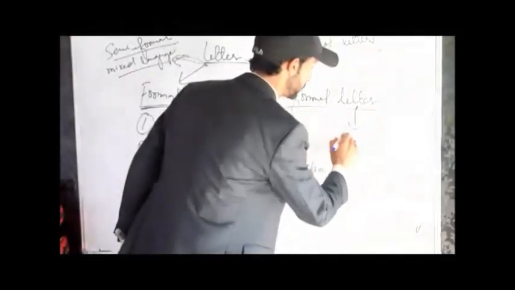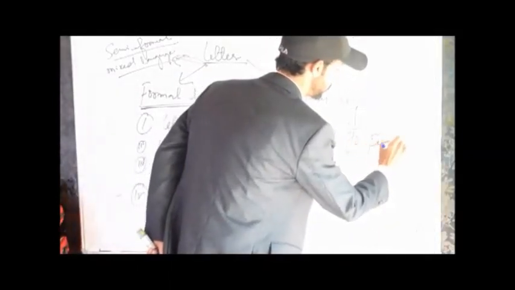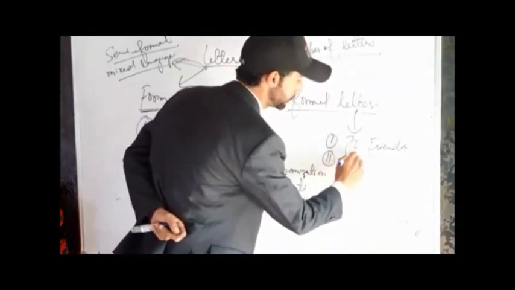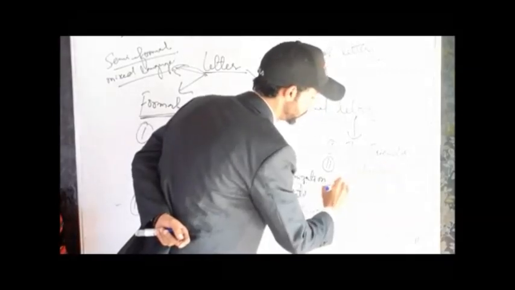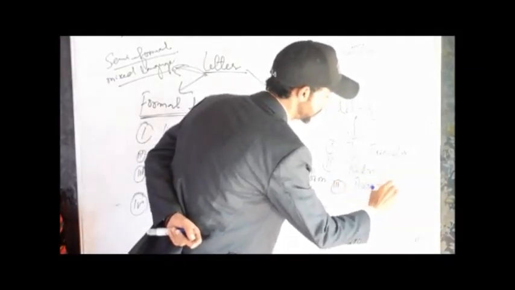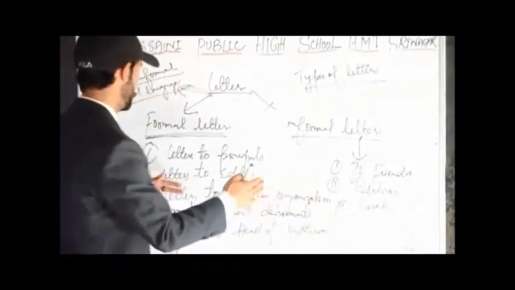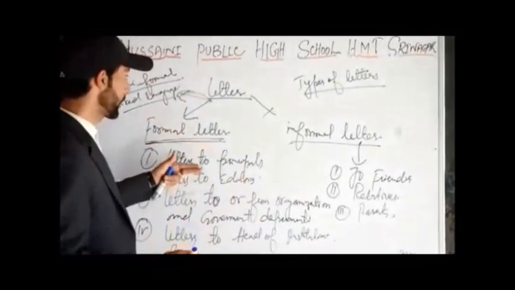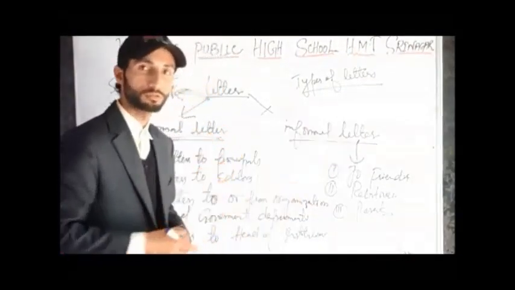Informal letters we write to friends, second, relatives, third, parents, uncles, aunts, cousins. So this is to whom we are going to write formal and informal letters.